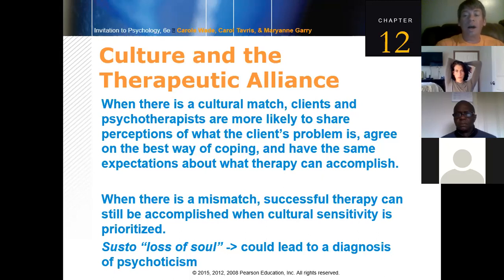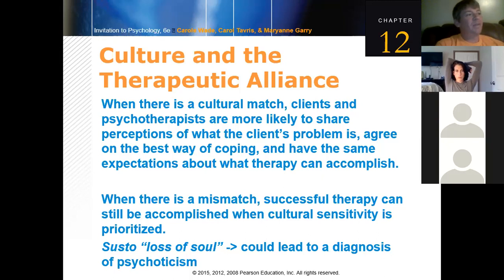But when there's a mismatch, successful therapy can still be accomplished when the clinician is culturally sensitive and open-minded and starts looking up, researching, identifying, okay, here this person is from Australia. They have some sort of behavior disorder that we would, according to our culture, maybe say they have too much aggression, right? They have some anger management issues. But if they were culturally sensitive, then they might consider, well, they're just more aggressive, generally speaking, in Australia than they are in New Zealand or Switzerland.